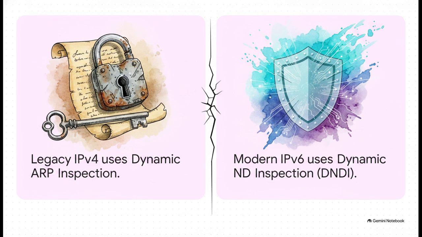You'd use dynamic ARP inspection. Well, for modern IPv6, Dynamic ND Inspection, or DNDI, is your direct architectural equivalent. It's the new gold standard you absolutely must implement to protect your local segments from these spoofing threats.